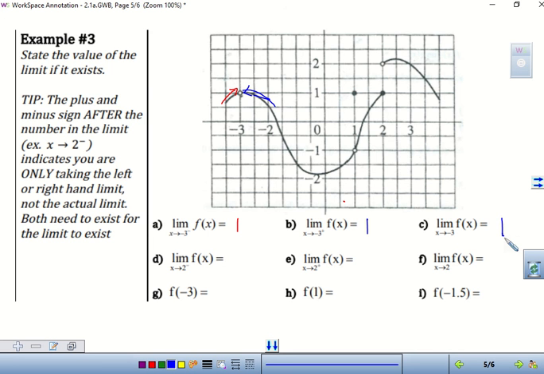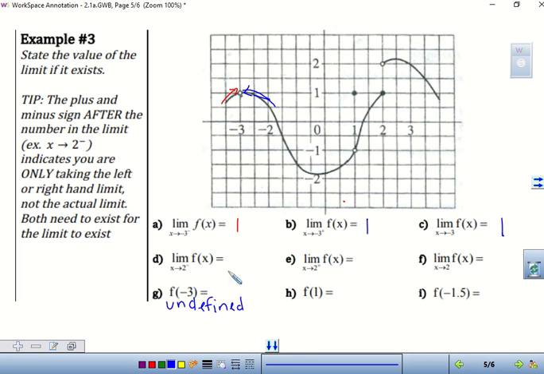So, to piggyback off that, let's look at g right now. G is asking me to evaluate f of x at negative 3. You see that? So, is the function defined at negative 3? No, it's undefined. So the function does not need to be defined at a point for the limit to exist there.